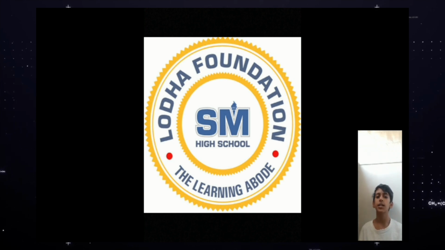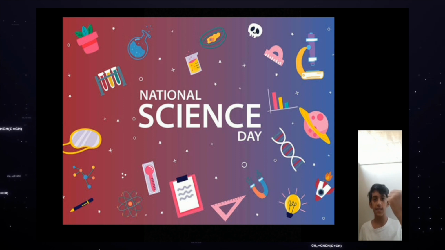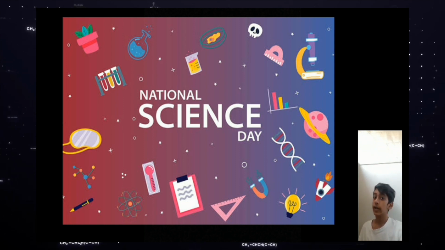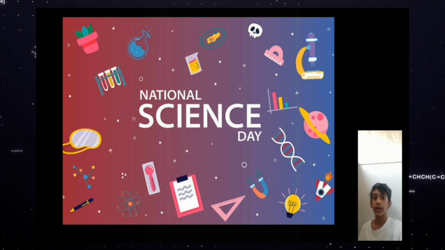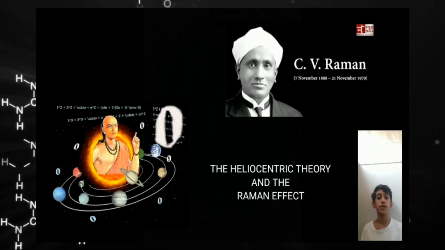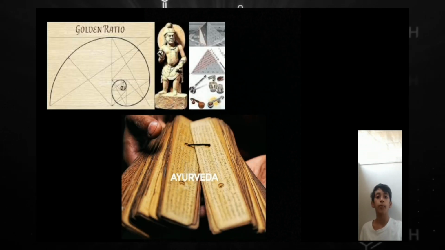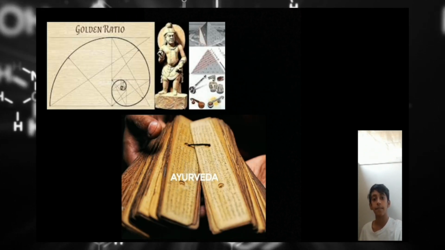Sharada Mandir celebrates National Science Day with great zeal and enthusiasm every year to recognize and mark the contributions made by the scientists for the development of the nation. I, Mohit Bhagat from grade 6, would like to highlight the importance of this auspicious day.